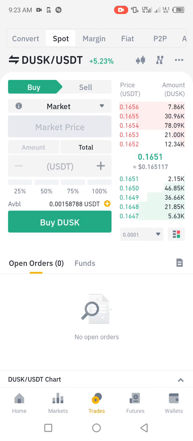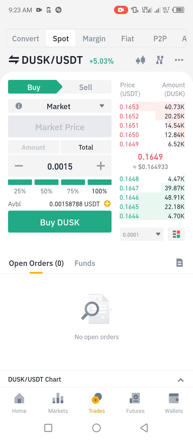So clicking on market means I'm buying exactly at the current market price. Once I select this market option, I just input the amount of Bitcoin I want, or the amount of USDT I want to trade. I input it here, or I can select from 25%, 50%, 75%, 100%. This means you are selecting a certain portion of your USDT balance to make the purchase.